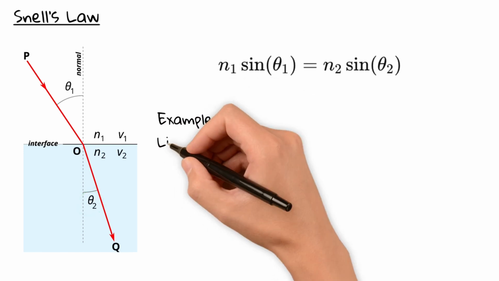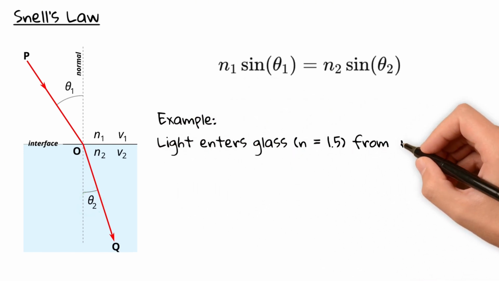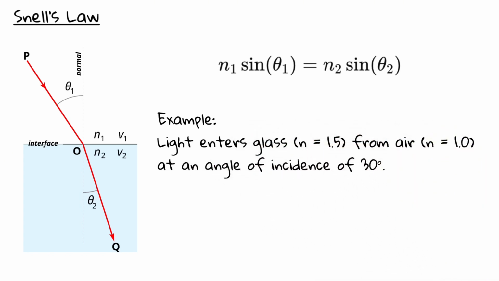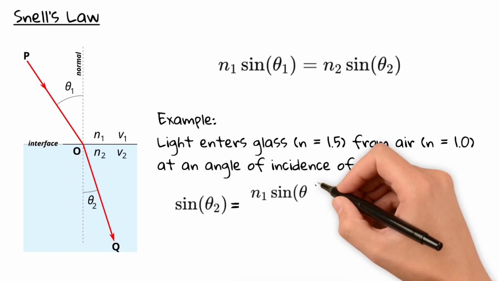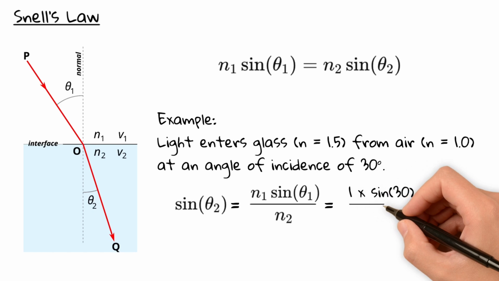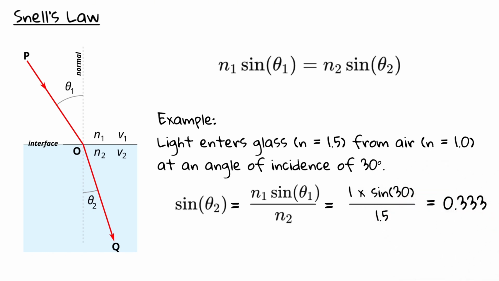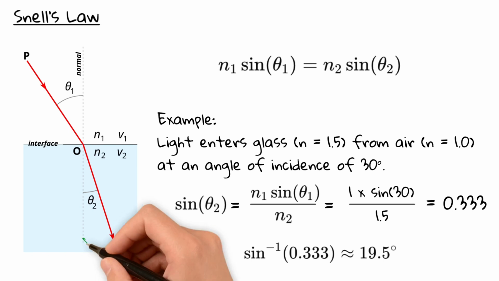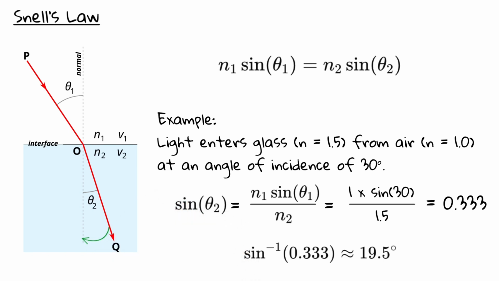Here's an example. Light enters glass with refractive index of 1.5 from air with a refractive index of 1 at an angle of incidence of 30 degrees. To calculate the angle of refraction, we rearrange the formula. Now we substitute the values. Don't forget to use the inverse sine to get the angle of refraction. So, as you can see, the light bends towards the normal as it enters a denser medium where its speed is decreased.